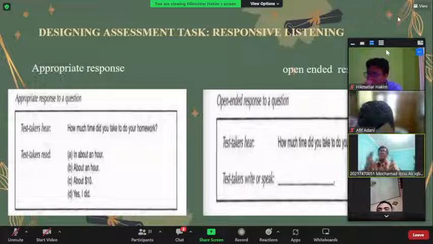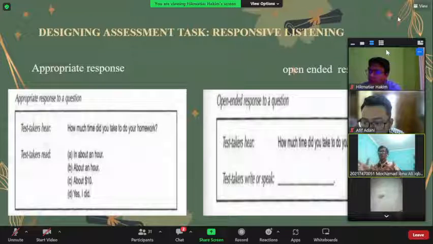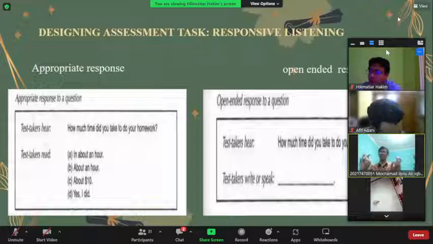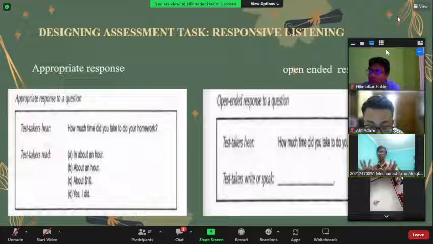The distractors are chosen to represent common learner errors. Responding with how much versus how long, confusing how much in reference to time versus the more frequent reference to money, and D, confusing a question with a yes or no question. That is an example of responsive listening.